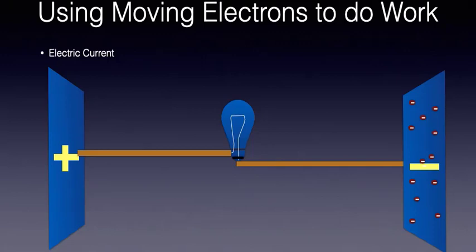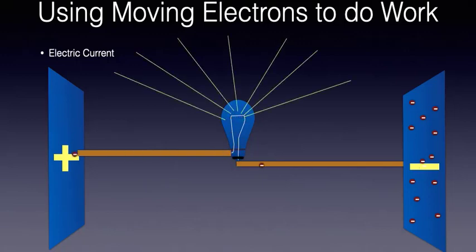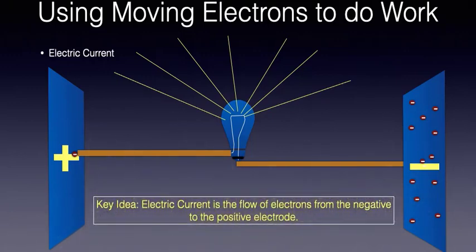The voltage is still present, so electrons now still want to move, but this time, as they move, they have to stop and go through the bulb and use some of their energy to do work. In this case, they produce light. So this flow of electrons, which occurs as a result of there being a voltage and a pathway, is called an electric current. So our last key idea is that electric current is the flow of electrons that is produced from negative to positive anytime you have a conductor in an electric field.